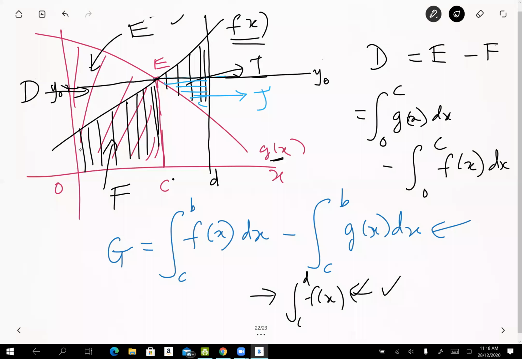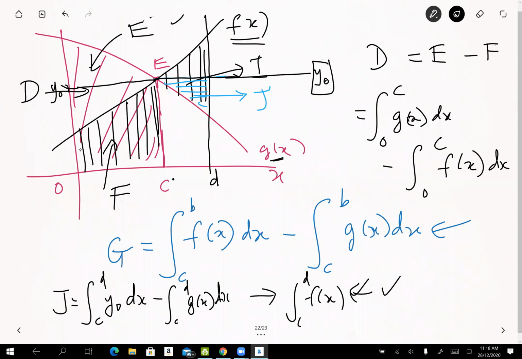Now, what you want to do is you want to do it directly. Okay, directly. So the more direct one is to get the straight line, horizontal line, y0, and then you take out the area under g. So the area J is equal to the area from C to D of y0 dx minus the area from C to D of g of x dx. Okay. Right.